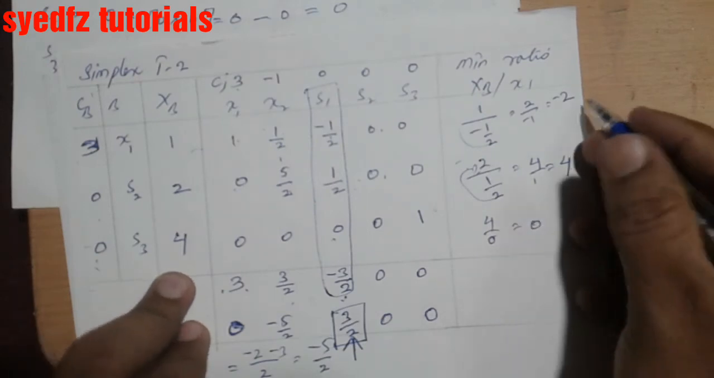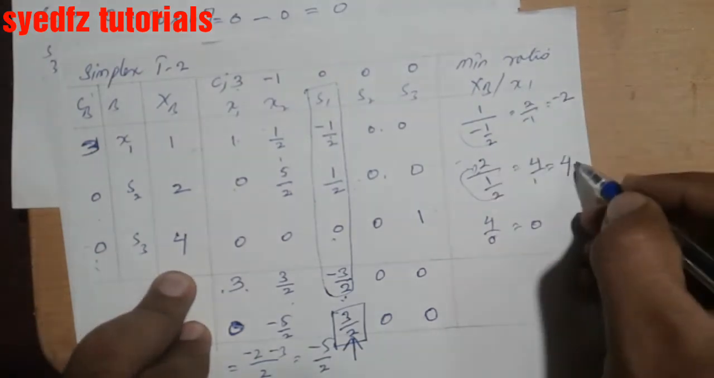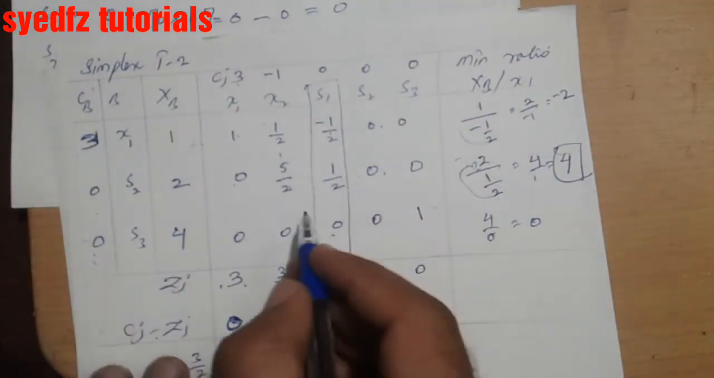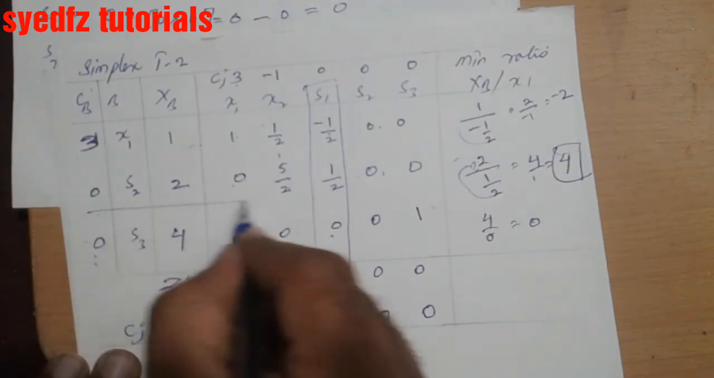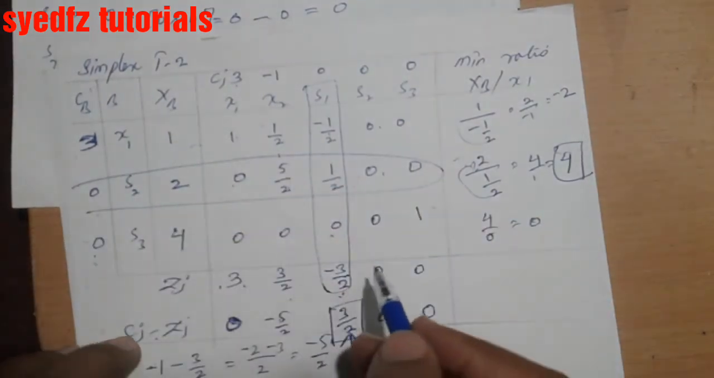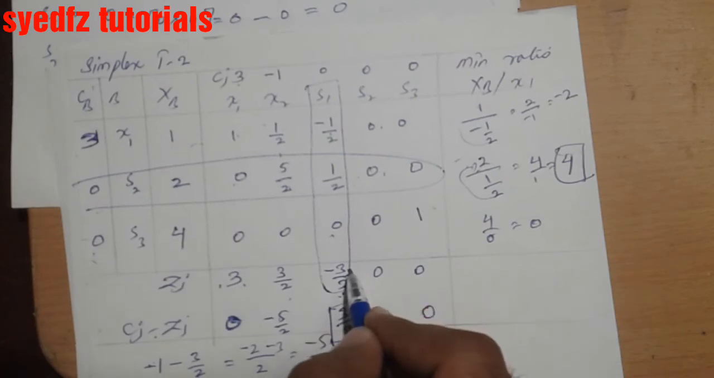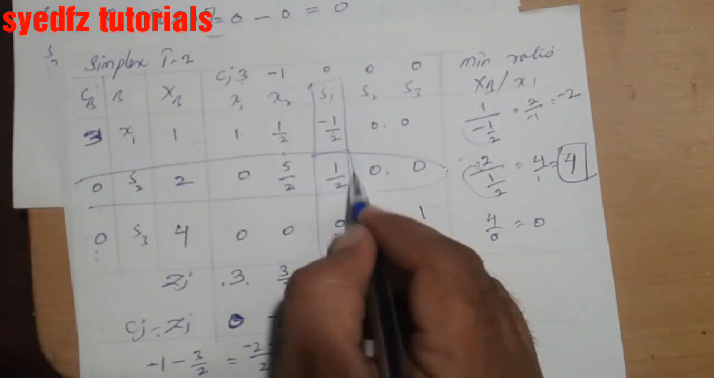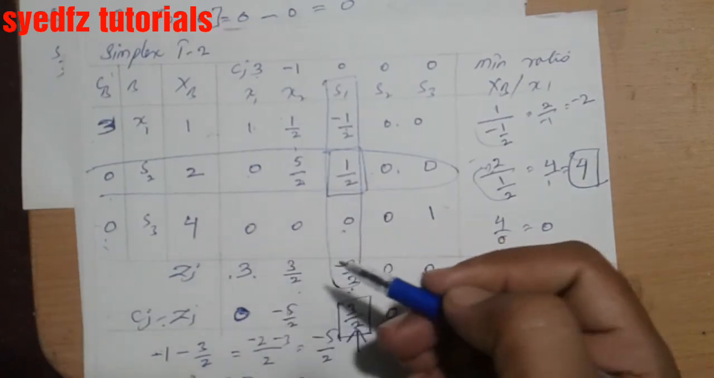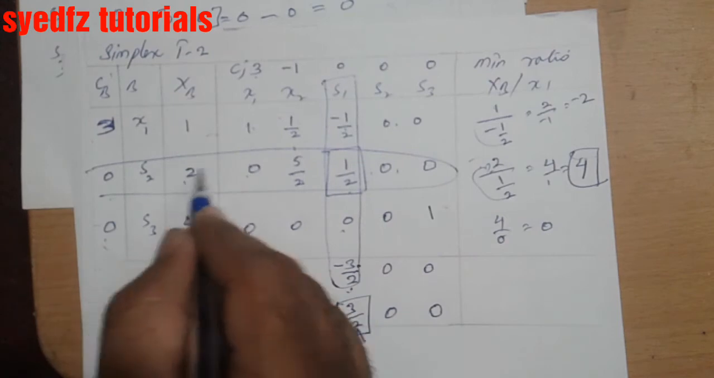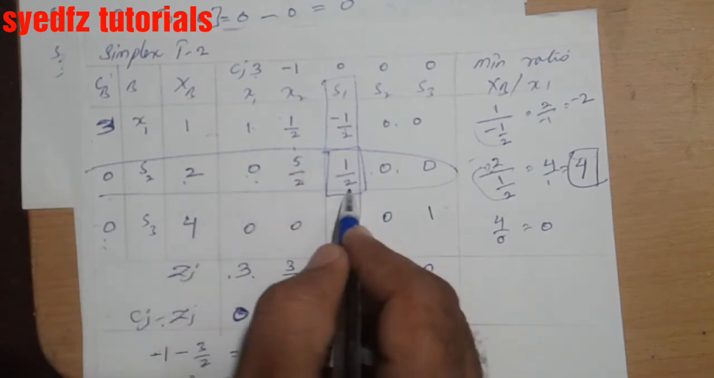So it should not be negative. Minimum value means it should be positive, not negative or 0. So what is the minimum value? 4. So which row will we eliminate? This row will be eliminated and S1 will enter. S2 will be eliminated. Now the key element is 1 by 2. So this row should be divided by 1 by 2. Means 2 divided by 1 by 2, 0 divided by 1 by 2, 5 divided by 1 by 2.